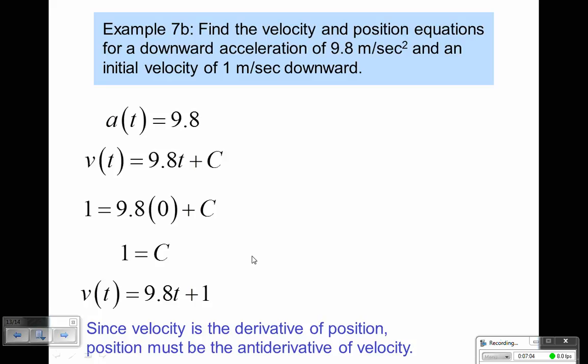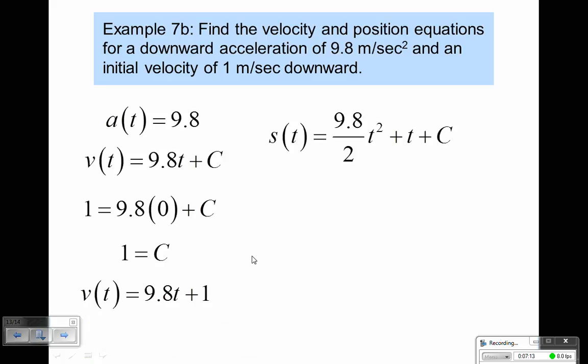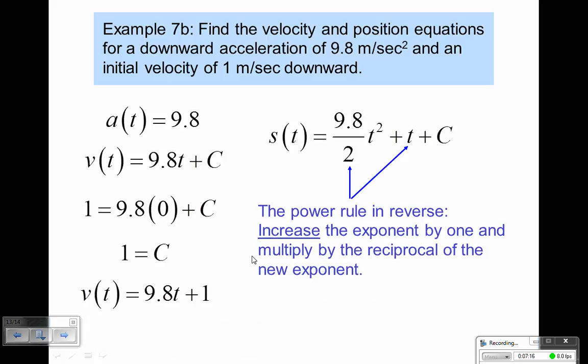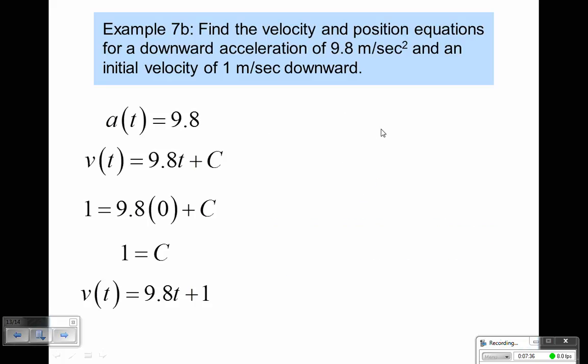So we could actually back it up a step further and find out what the position function would be if we calculate the antiderivative of velocity. So we're doing the power rule in reverse. And what you do is you're going to increase the exponent by 1. Remember, before we subtracted it. Now we're going to add 1 to the exponent. And then we have to multiply by the reciprocal of whatever the new exponent was. Remember, and you can double check this easy enough. If you did the power rule on this, you would multiply this.